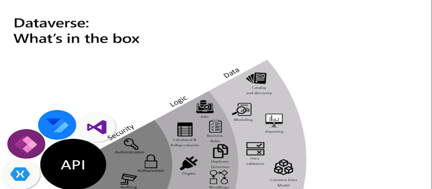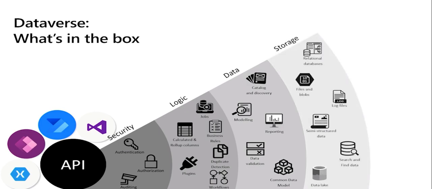Data validation ensures our data stays clean. And then we have the common data model, which standardizes the schema. We'll talk more about that shortly. This control ensures that your data looks the way that you want it to, regardless of how it's being used.